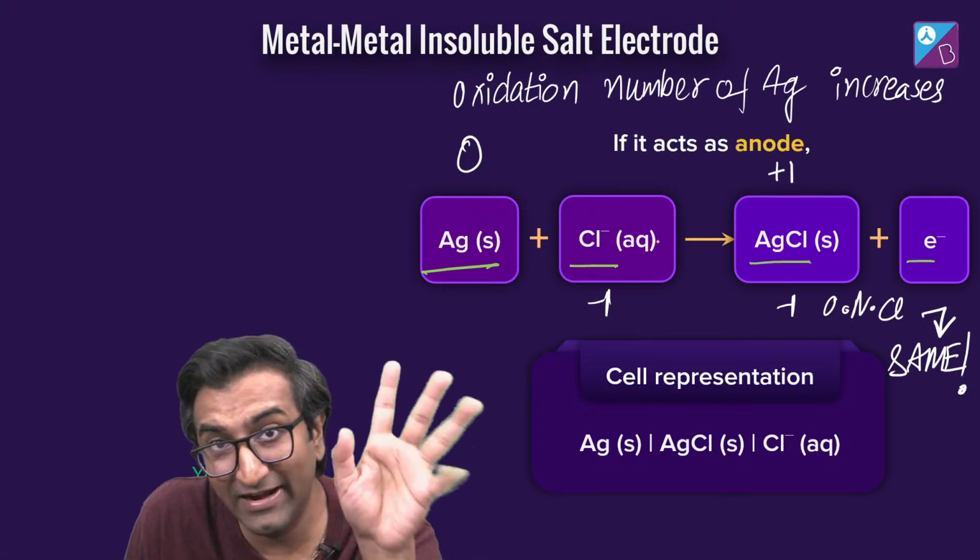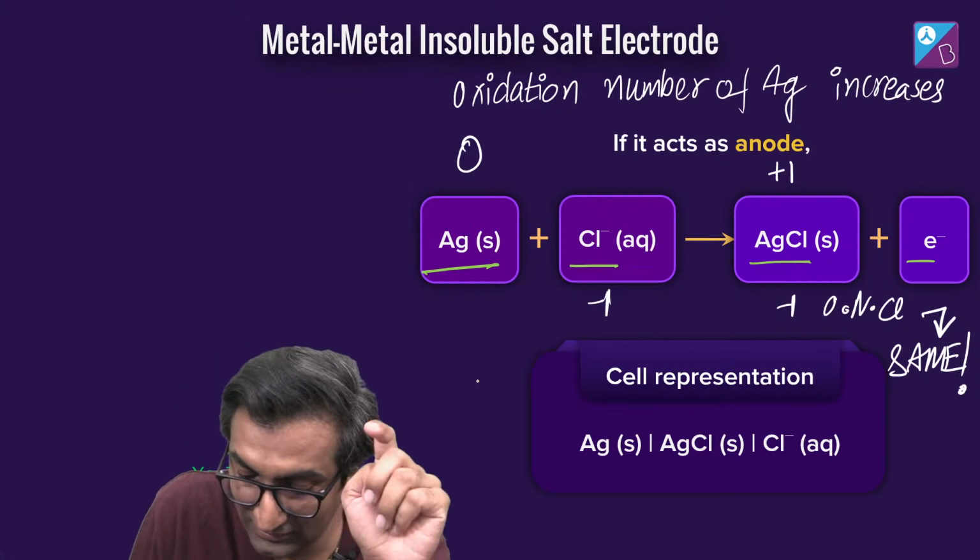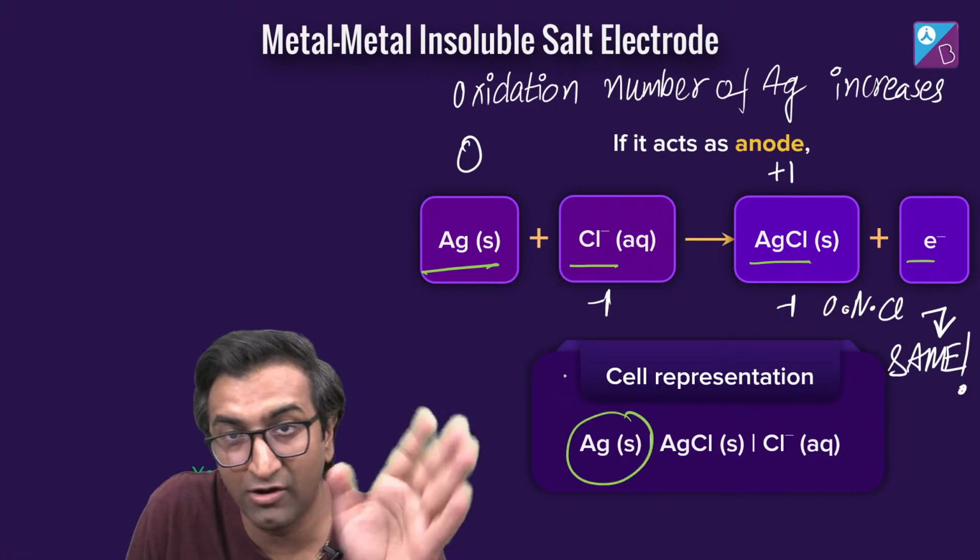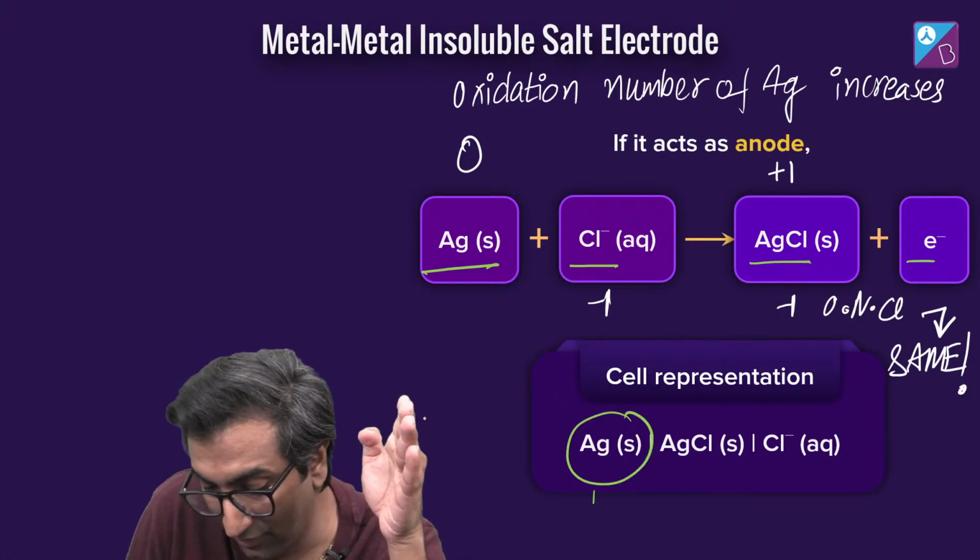And notice that again there are 3 phases. Which 3 phases? One is your silver rod, not platinum anymore. You've got a silver rod. This is similar to that.